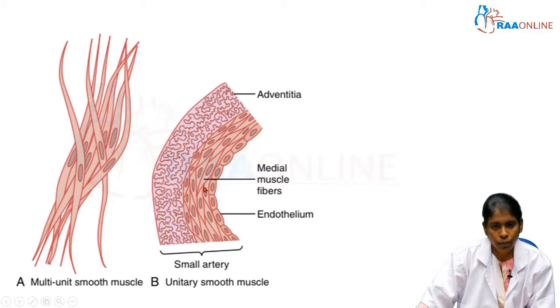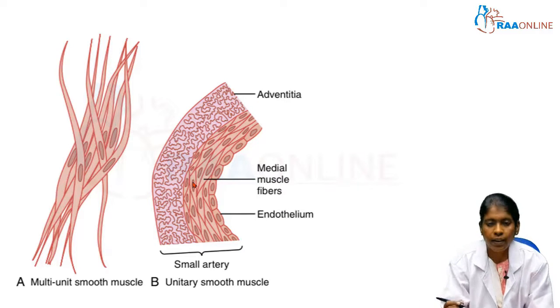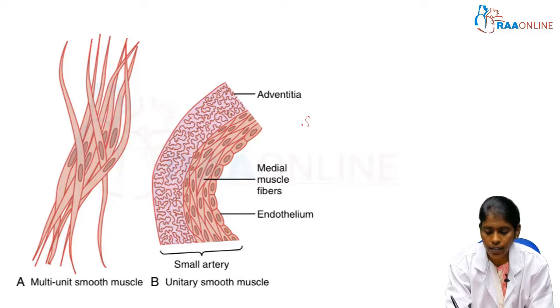Whereas the unitary smooth muscle, they occur in a sheet, and they are all interconnected by means of gap junctions. So, when one cell is stimulated, all the other cells get stimulated because of the chemical communication through these gap junctions, and hence it is called syncytial smooth muscle.